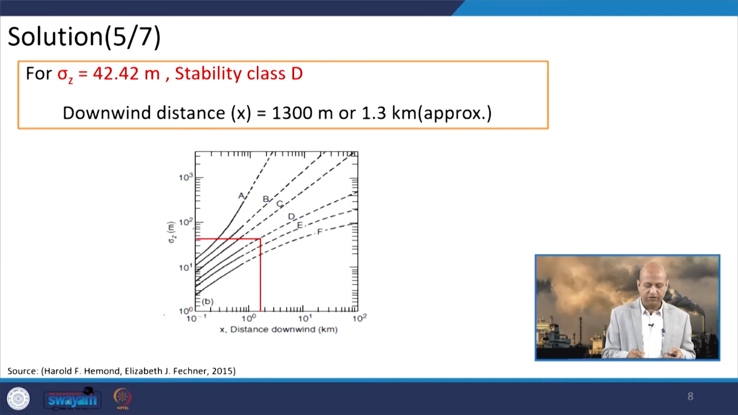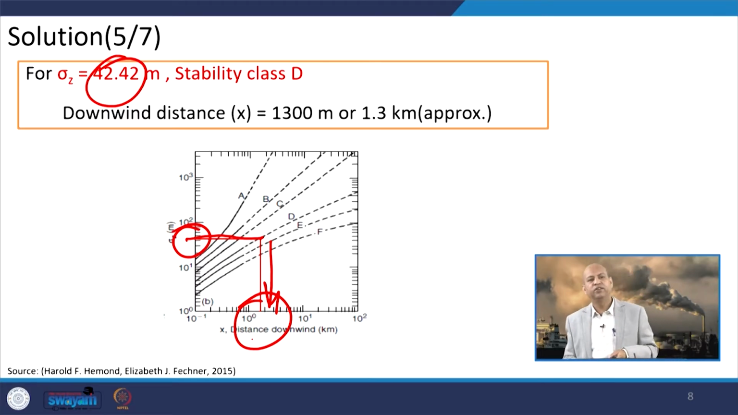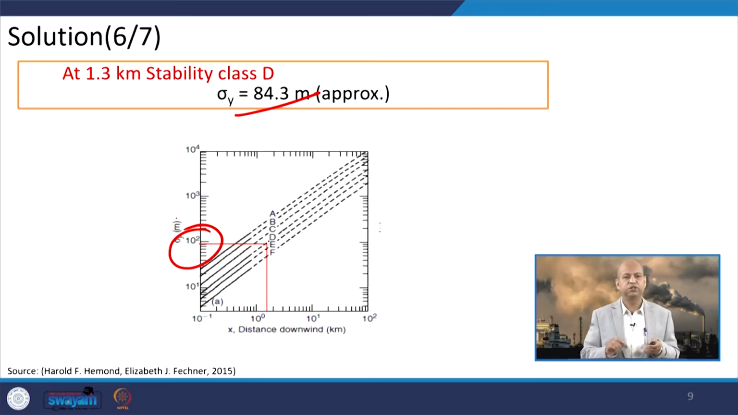We have this sigma z value, we calculated 42.42 meter, this is here. We go to this D, you come down to calculate the x, and x distance is around 1300 meter or 1.3 kilometer. So, you have calculated x where maximum concentration will occur, and for this you calculate the sigma y, because sigma y and sigma z are needed for solving that point source dispersion model equation. For this x distance of 1.3 kilometer, you get sigma y which is 84.3 meter from this particular curve.